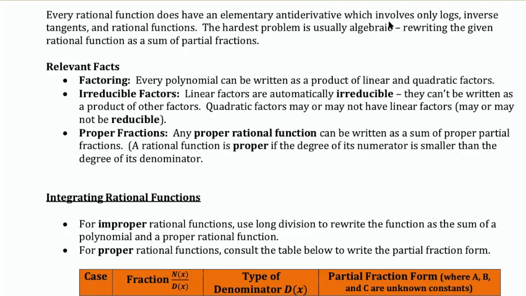Quadratic factors, things that have an x squared in them, may or may not be reducible. Okay, they may or may not have linear factors. So we're going to keep that fact in mind. And proper fractions. A proper rational function is when the degree of your numerator is smaller than the degree of the denominator. Okay, so your highest exponent is going to appear in the bottom part of the fraction. Any proper rational function can be written as a sum of proper partial fractions. So with this method in particular, we've got to make sure we have a proper fraction.